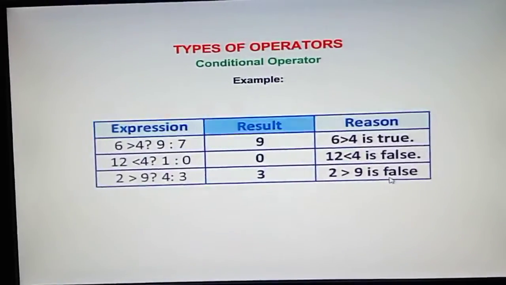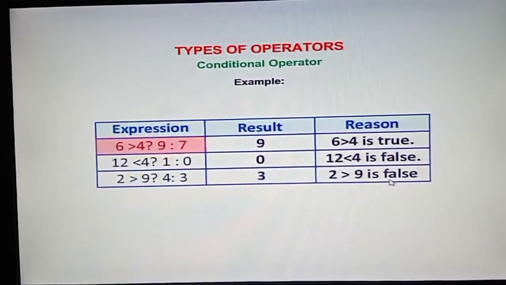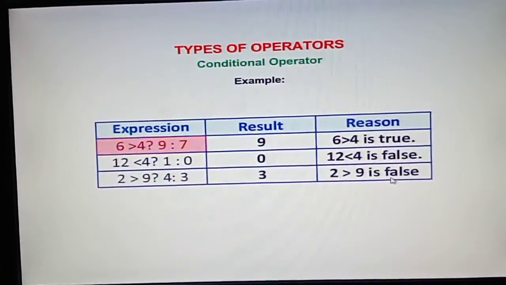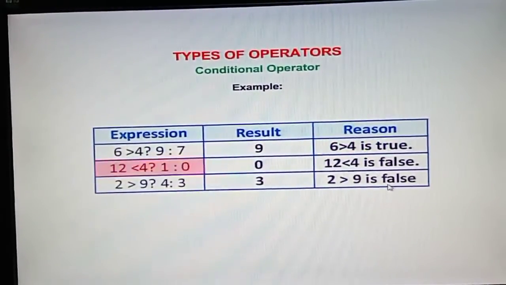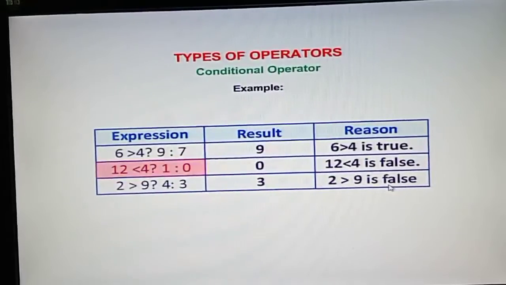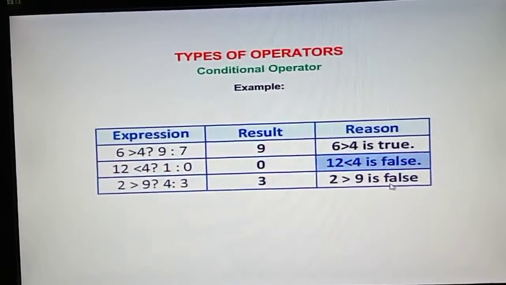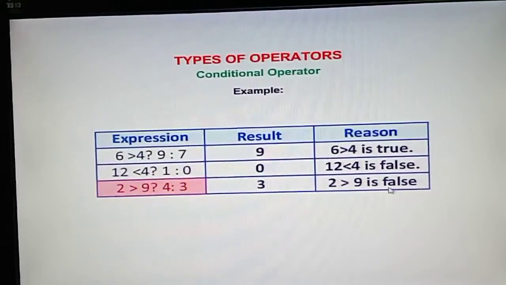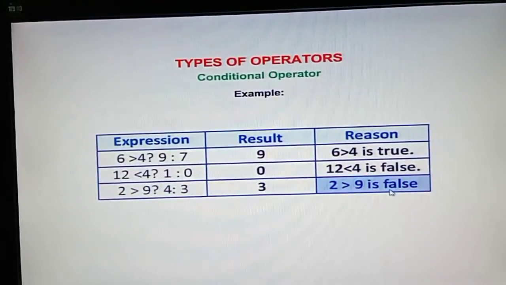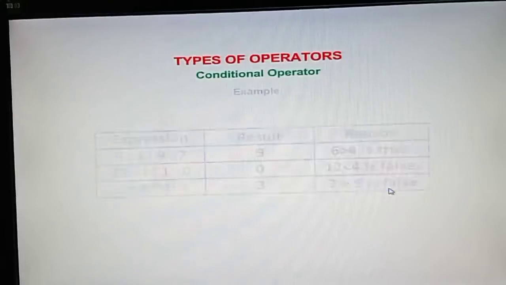Example: expression, result, reason. 6 > 4 ? 9 : 7 gives 9, as 6 greater than 4 is true. 12 < 4 ? 1 : 0 gives 0, as 12 smaller than 4 is false. 2 > 9 ? 4 : 3 gives 3, as 2 greater than 9 is false.